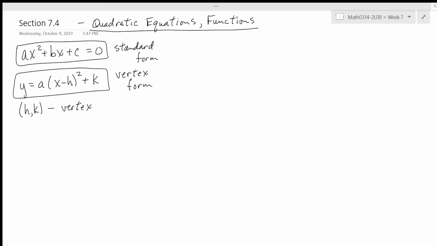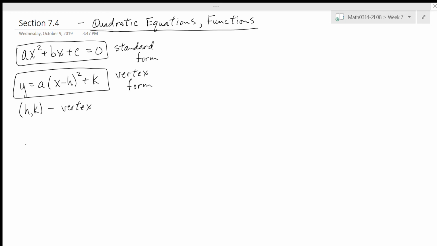And that turns out to be real important when you're talking about finding the range of a quadratic. Remember, the range is from bottom to top? And so knowing the vertex is real important to getting the range of a quadratic.